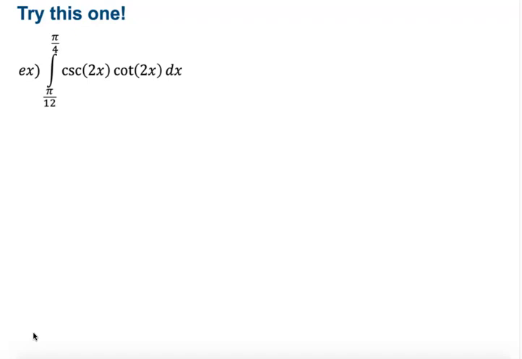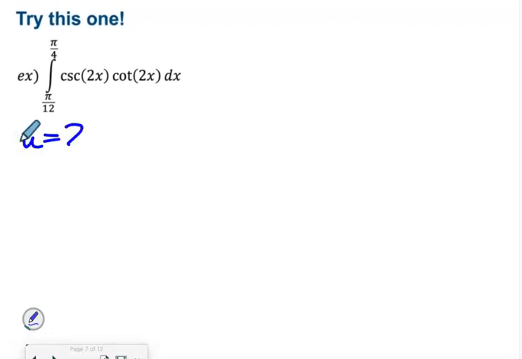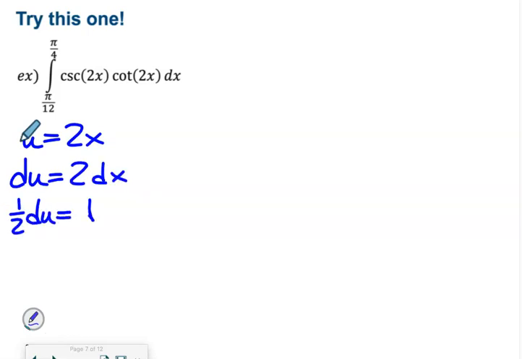and do a u sub that way, and it works. So what if you forget the antiderivative of cosecant cotangent? That's one thing you could do. But anyway, I personally would let u equal 2x, so du is 2 dx, 1/2 du equals dx. It's not even a special case, it's just a regular old rewrite. So this is 1/2 cosecant u cotangent u du.